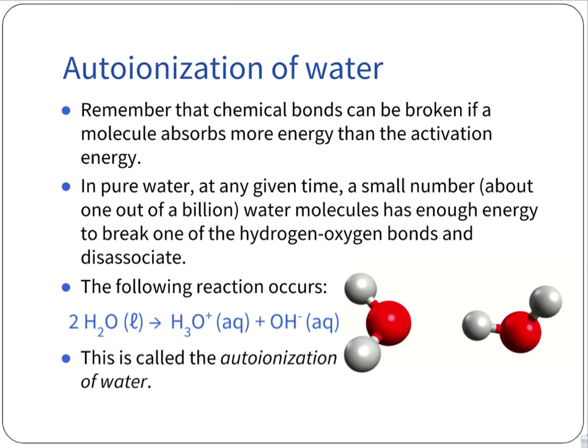But if I have water at some temperature, that doesn't mean that all the water molecules have the same energy. Instead, it's a distribution that looks a little bit like this, where we have energy increasing along this axis, and this is the number of particles. And so there are going to be some particles way up here that have really, really high energy that may just have enough energy to break one of their bonds. And so in pure water, at any given time, about 1 out of every billion water molecules has enough energy to break one of the hydrogen-oxygen bonds and dissociate.